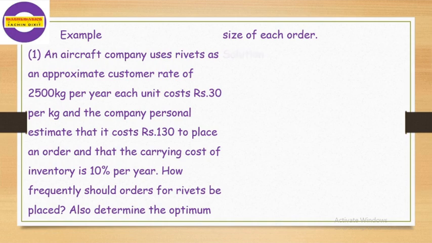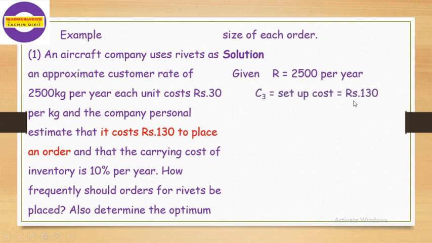First, from this example, we have to find the three values R, C3 and C1. Solution: given an aircraft company uses rivets at an approximate customer rate of 2500 kg per year. This statement gives R, the rate of demand: R equals 2500 per year. Now consider the statement that it costs rupees 130 to place an order. This defines the setup cost, so C3 is rupees 130.